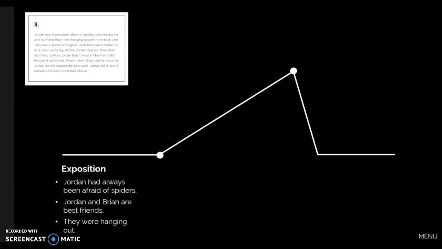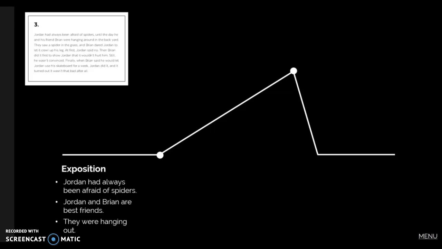All right, so in this story, we first learned that Jordan had always been afraid of spiders and that he and his best friend Brian were hanging around in the backyard one day. So that's the exposition, the background information, the situation before anything really interesting happens.